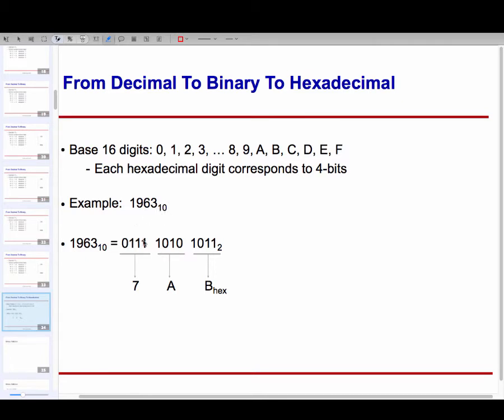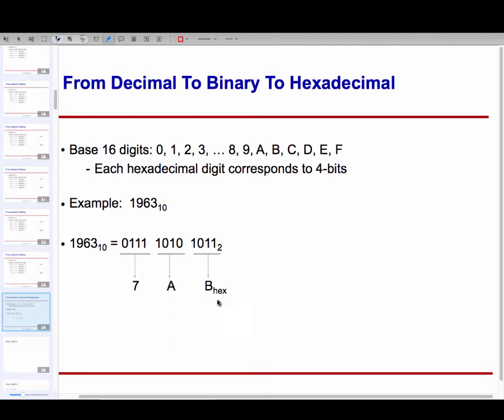So for example, 1963 to the base 10, if you convert it into base 2, it will look like 0111, 1010, 1011, and that's in base 2. And then to convert it into hexadecimal, I start grouping in 4 from the right-hand side. So the first group of 4 is 1011, next group of 4 is 1010, and the final group of 4 is 111, and then we prepend a 0 to it, so 0111. And we write it down, so it becomes the number 7AB hex.